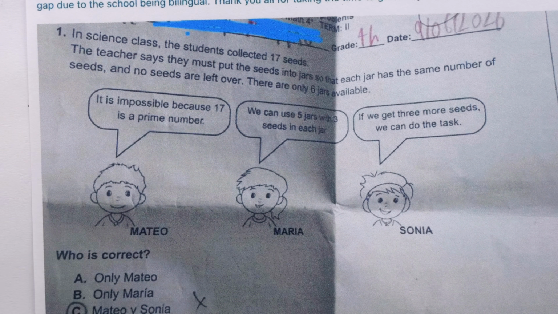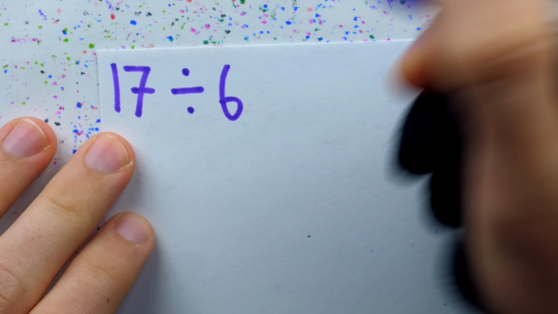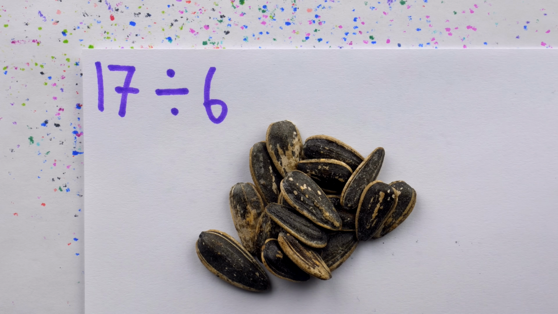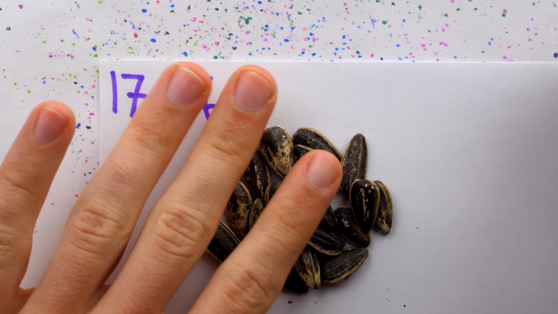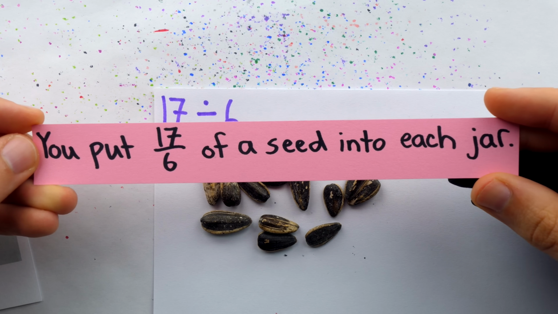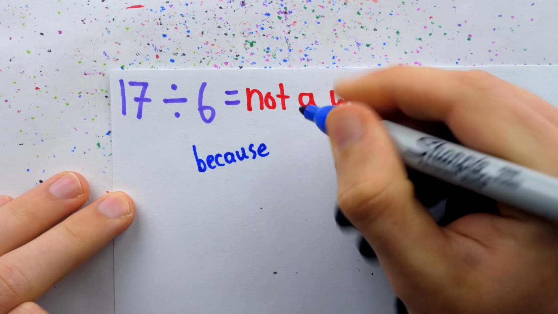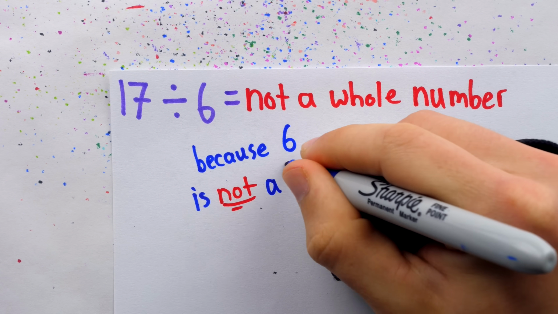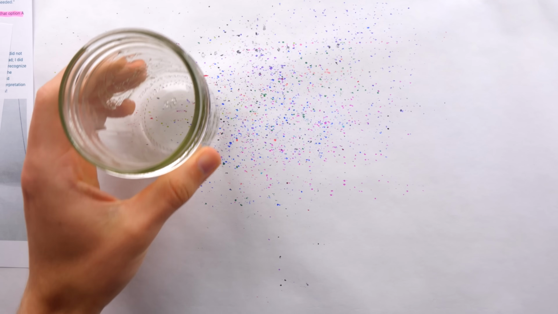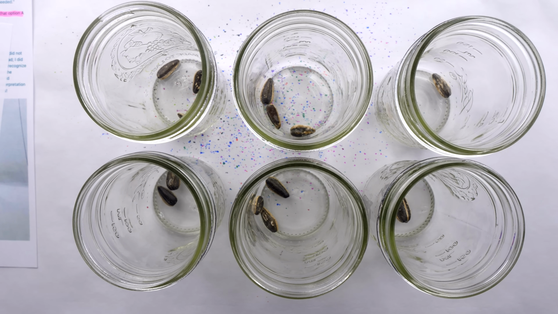You get the idea. The question is basically just 17 divided by 6. If we have 17 seeds, how do we evenly distribute them among 6 jars? Disregarding the snide answer of you put 17/6 of a seed in each jar, it's clear there isn't a way to do this because 6 is not a factor of 17. So there's no way to evenly distribute 17 seeds among the 6 jars.